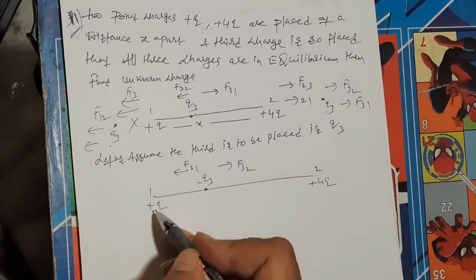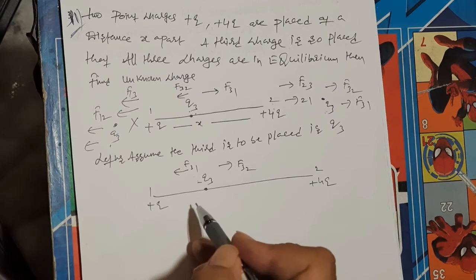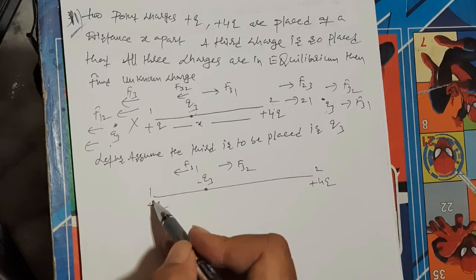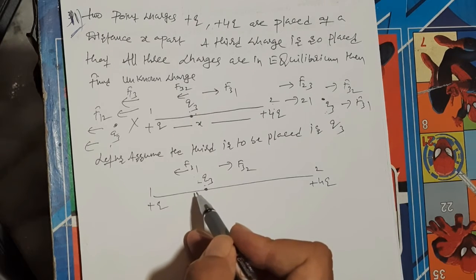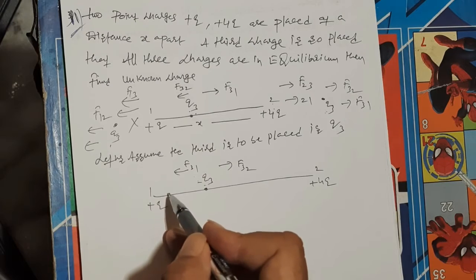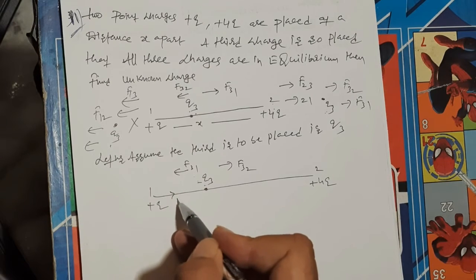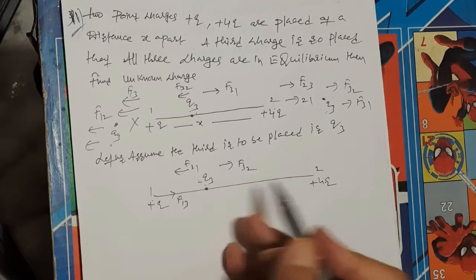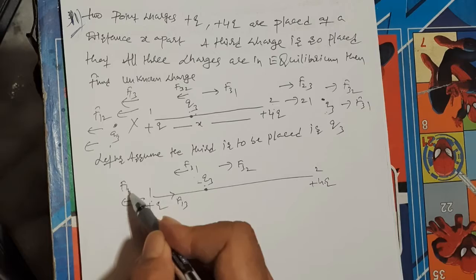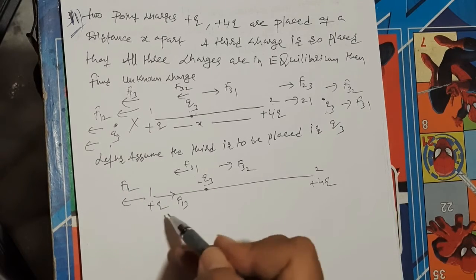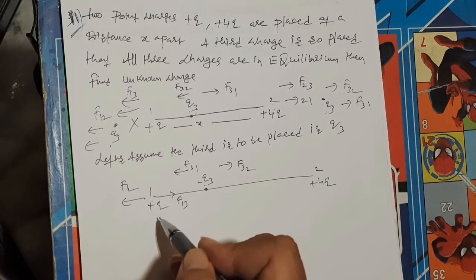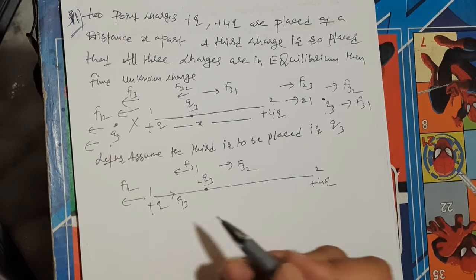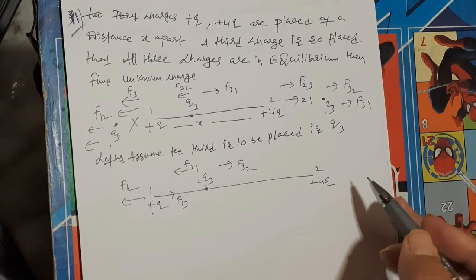Now let us discuss the equilibrium of the first charge because of the two charges. The force acting on the first charge due to the negative charge is F13, an attraction force, along this direction. The force acting on the first charge due to the second charge, F12, is along this direction. So these two forces are equal in magnitude but opposite in direction. The net force is 0, so charge 1 is in equilibrium. Let us check here.